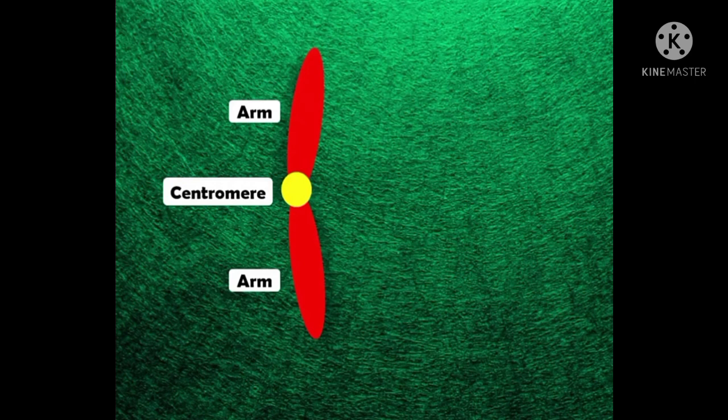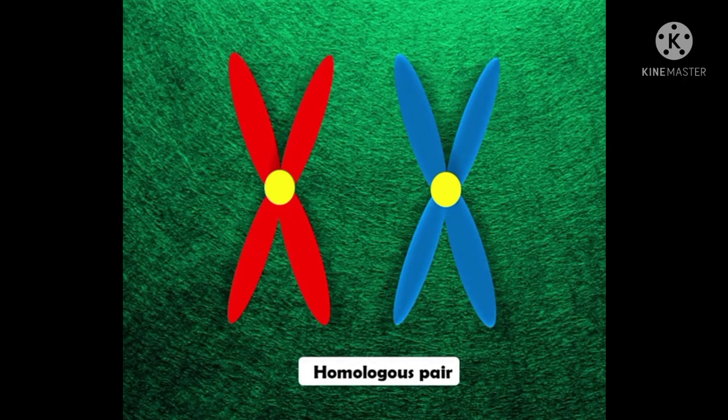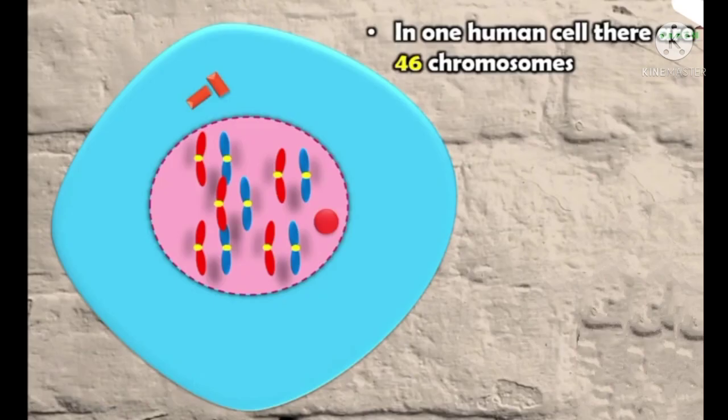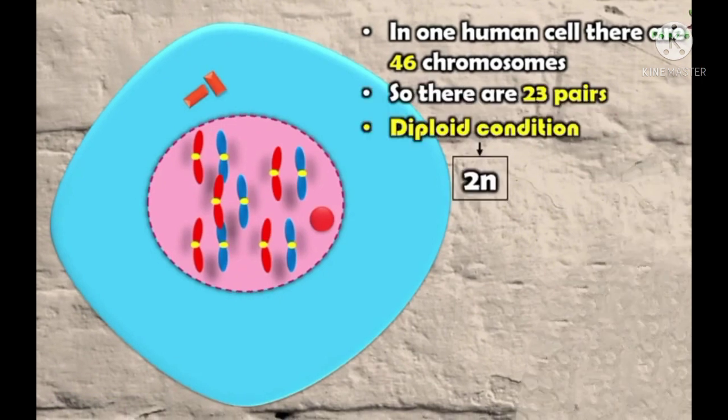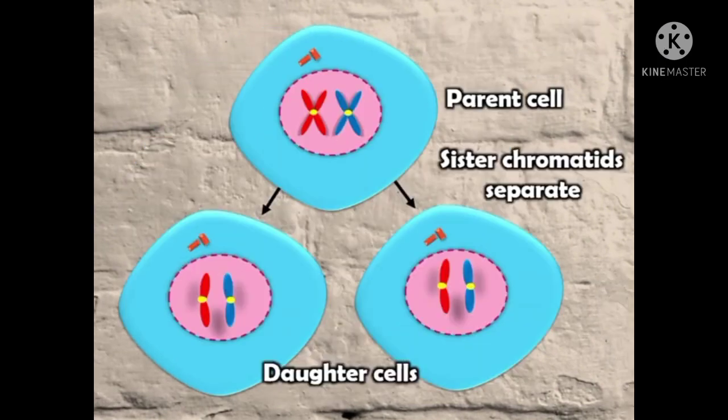Two similar chromosomes form a homologous pair, and each replicates to form a similar chromosome, that is, sister chromatids. In one human cell there are 46 chromosomes, so there are 23 pairs of chromosomes. Diploid chromosomes are known as 2n. Before the cell divides, the chromosomes always duplicate and parent cells form daughter cells.